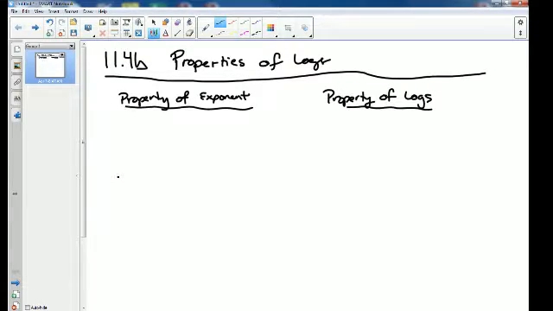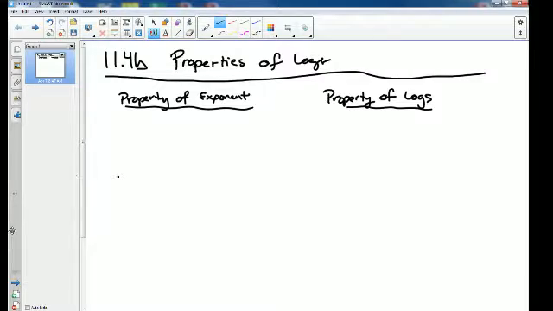Is this the properties of logarithms? Okay, so very similar to the properties of exponents, we have properties of logarithms. We're going to go through and compare the two. I think it'll help you, especially if you didn't understand the properties of exponents.